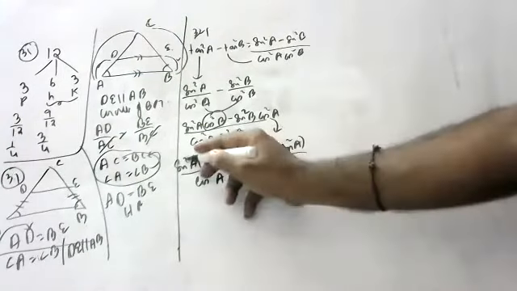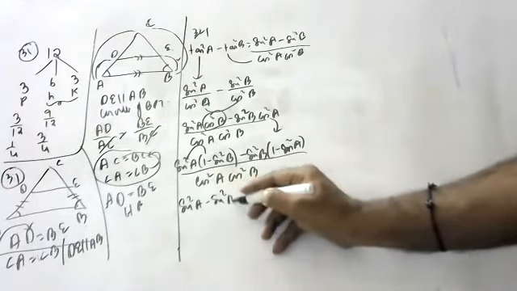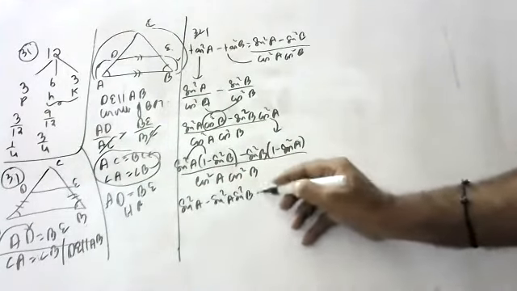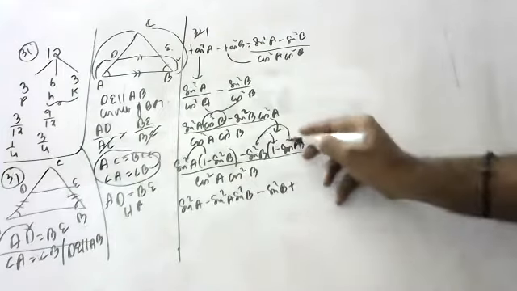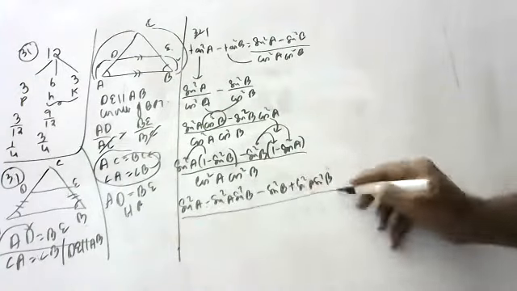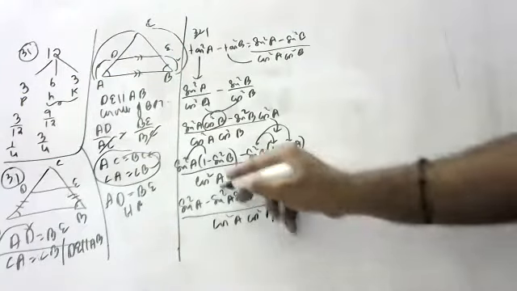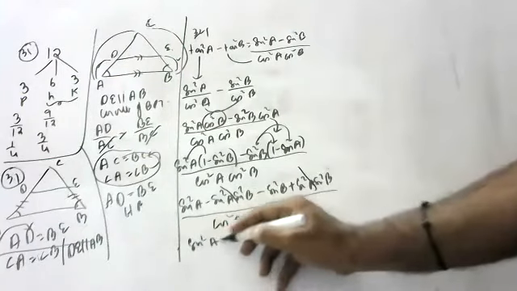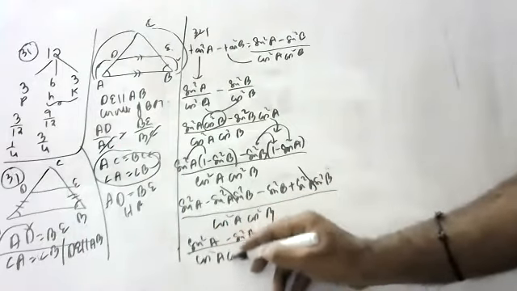Now this into this, how much, children? Sin square A minus sin square A into sin square B, minus sin square B plus sin square B into sin square A, by cos square A into cos square B. This cancels. So sin square A minus sin square B by cos square A into cos square B. Hence proved.